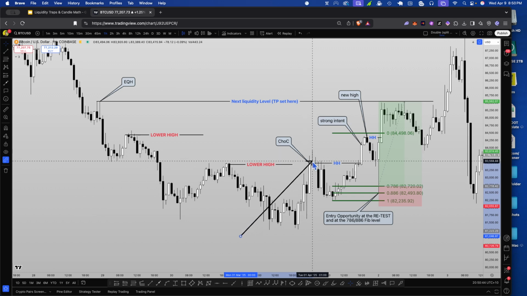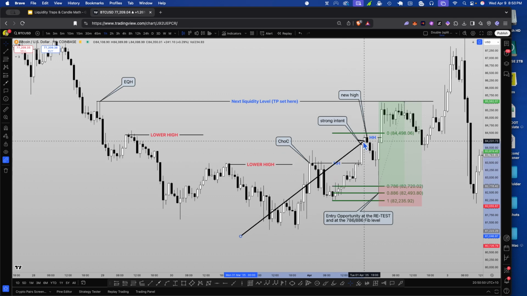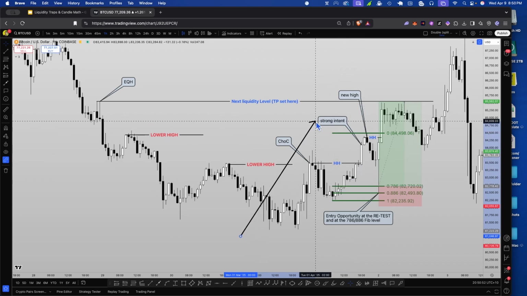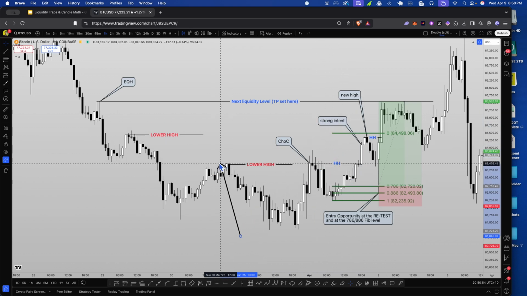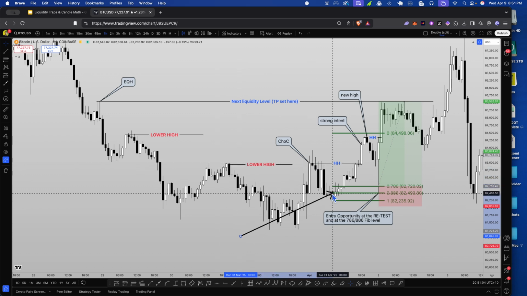What we want to do instead is we want to see the change of character turn into a break of structure, and it needs to be done with a strong intent. So you can see we've gone from lower high to all of a sudden we have a higher high, but you can see how weak that was. It wasn't very strong, right? So this is not enough for me to enter.